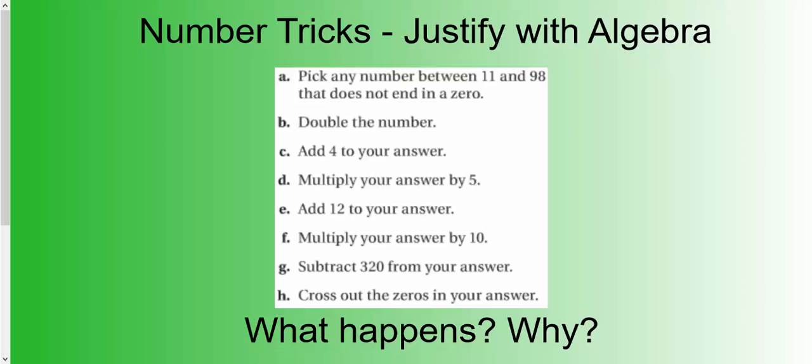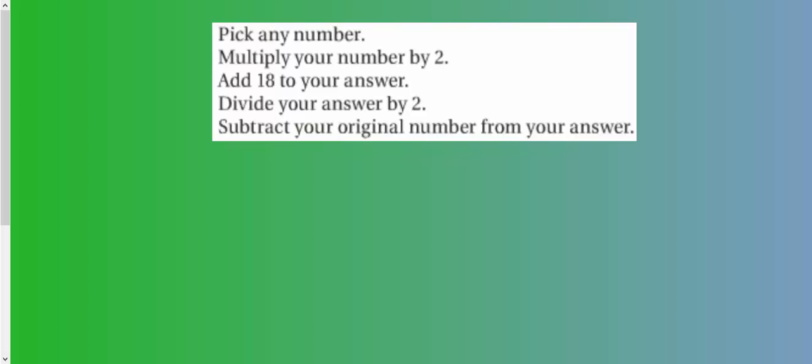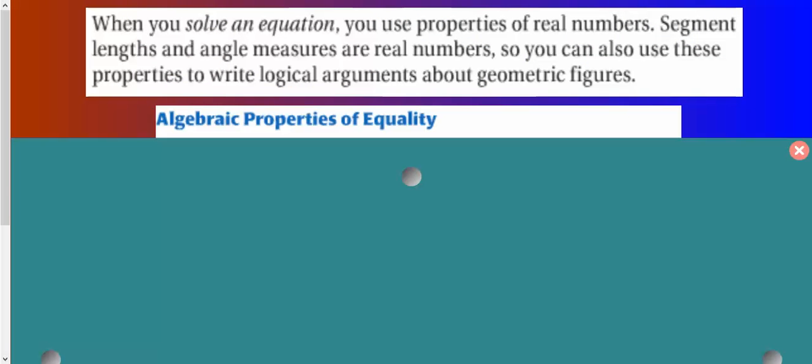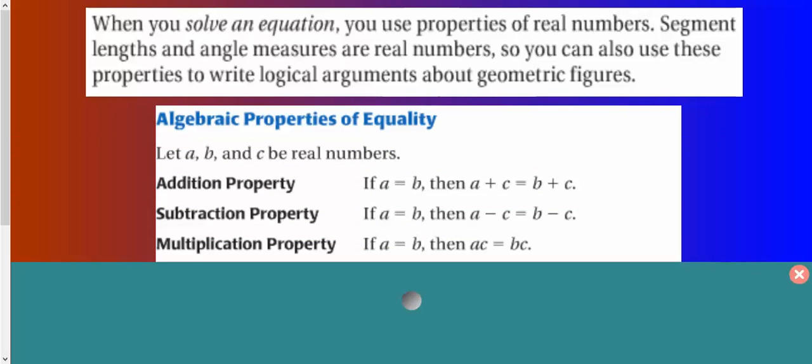Okay, let's get into section 2.5. We're going to be working with a lot of algebra today, and we're going to be starting to prove things for the first time. Well, I shouldn't say the first time, but we're digging deeper into proofs now. So these are the algebraic properties of equalities. You guys solved equations last year, and you were doing this stuff without actually knowing what you were doing.